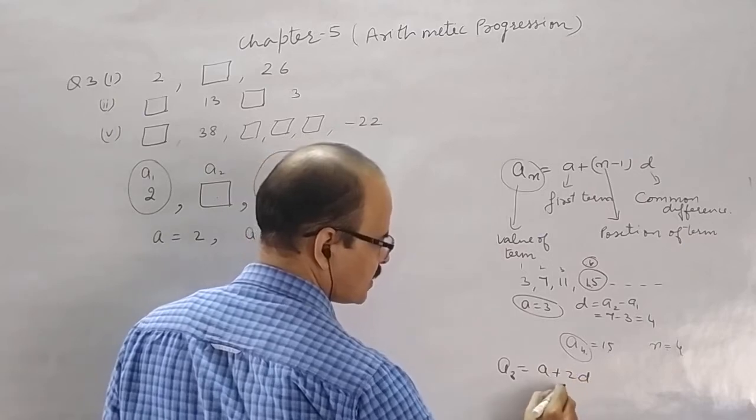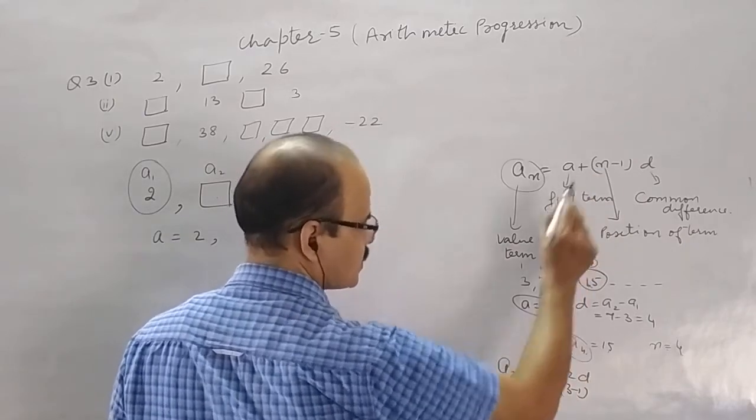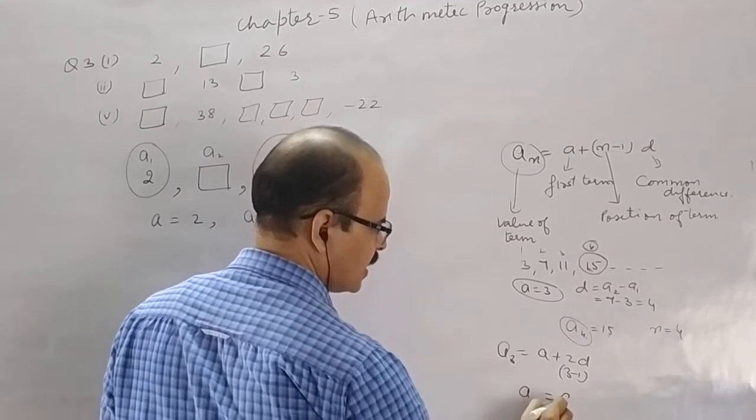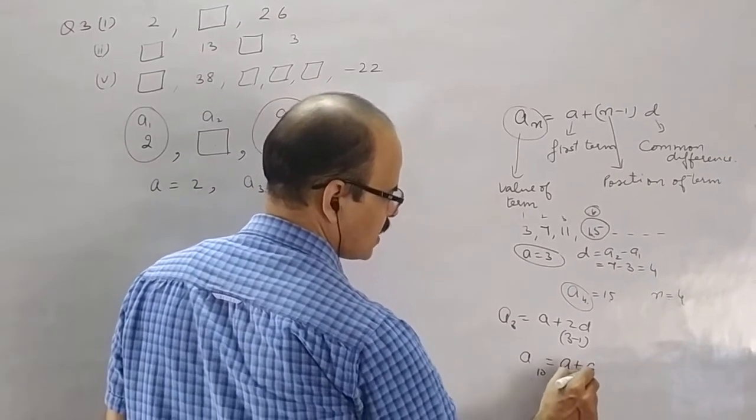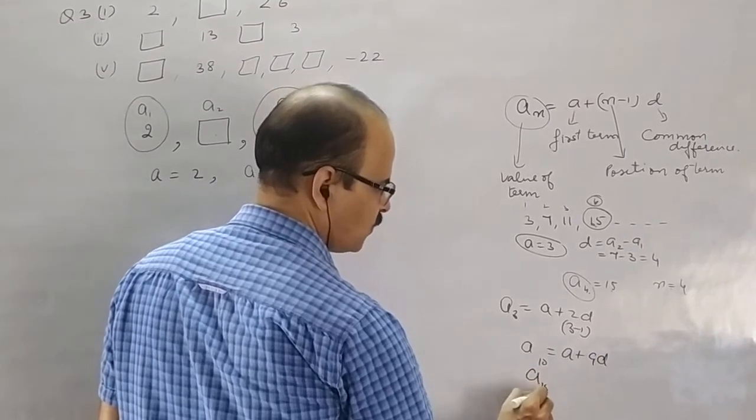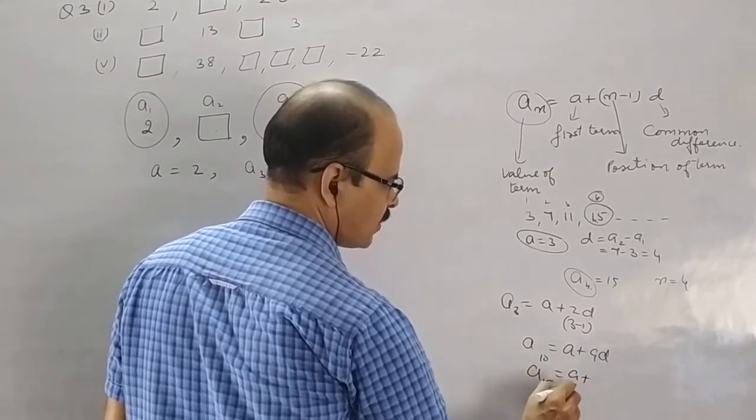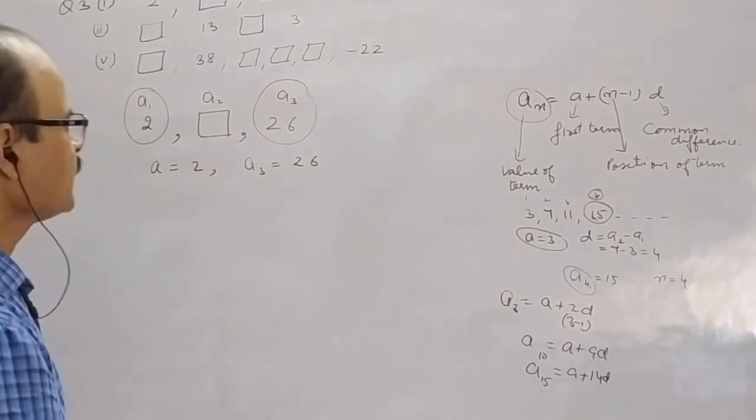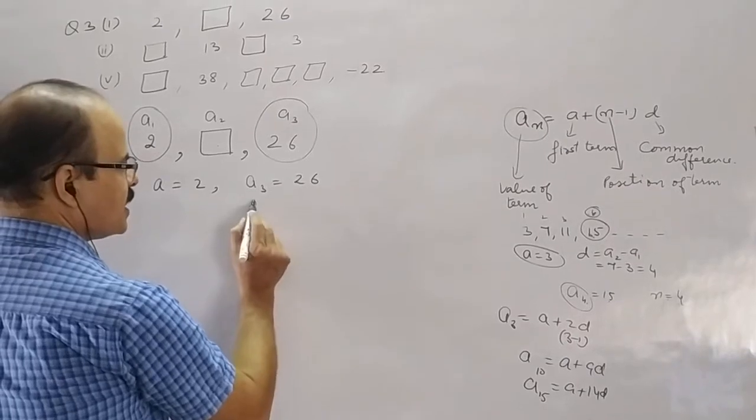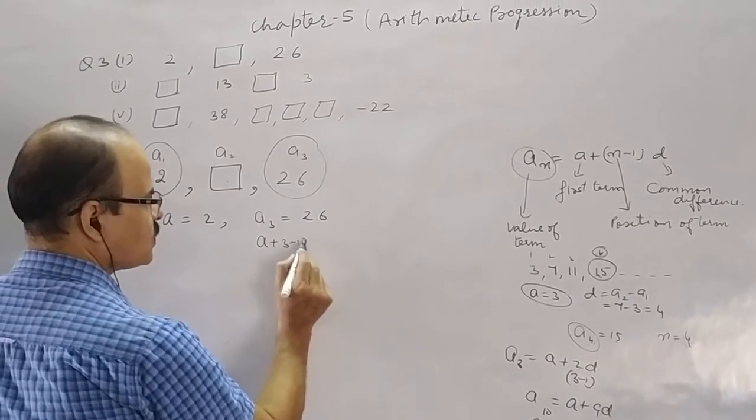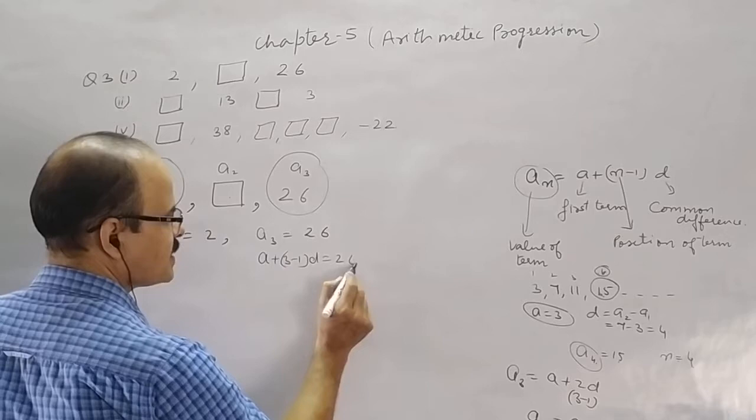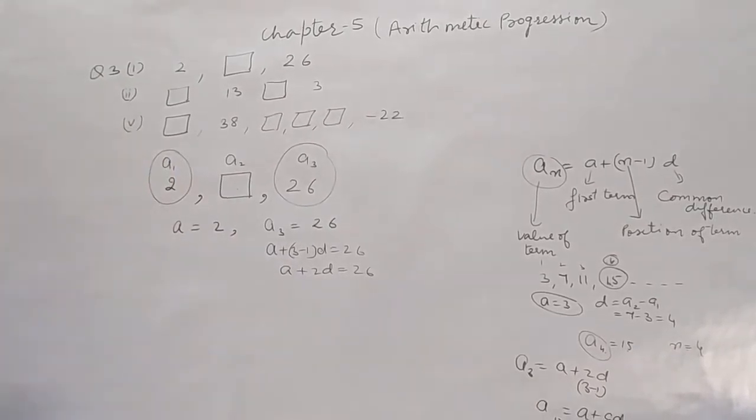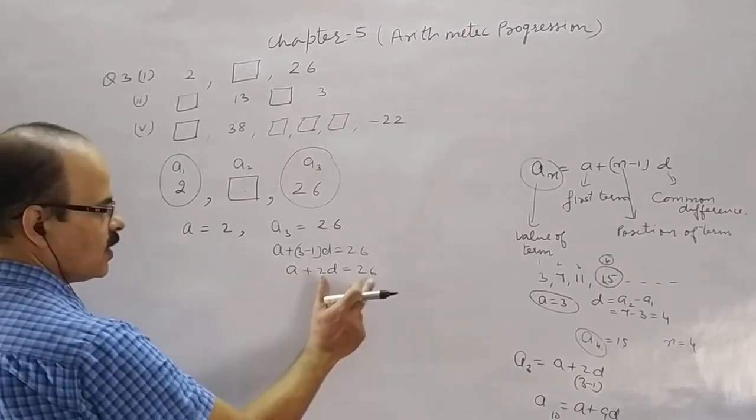It can be written as 3 minus 1, that is N minus 1. Similarly, if you have to get A10, you can directly write A plus 10 minus 1, 9D. If you have to get the 15th term, you can directly write A plus 15 minus 1, 14D. Like this you can write. So A3 can be written as A plus 3 minus 1, D equal to 26. So A plus 2D you can write. Now you put the value of A and get the value of D from there.